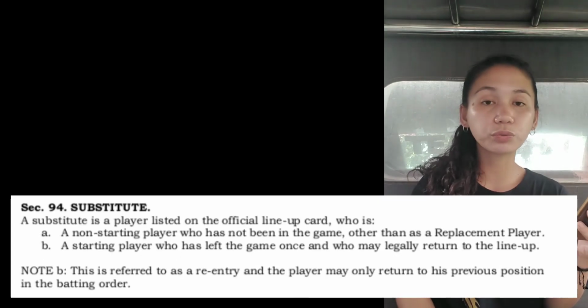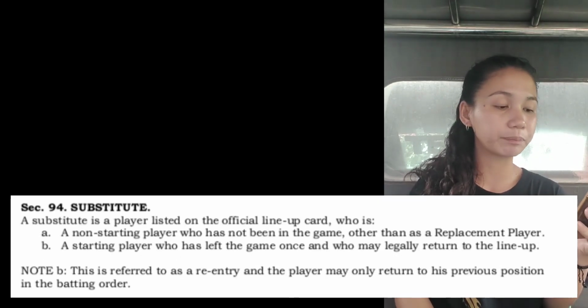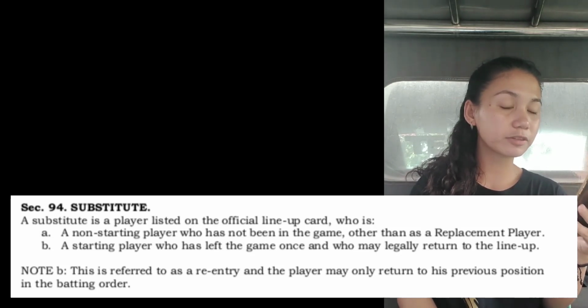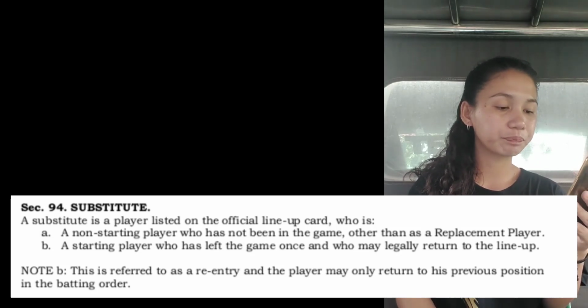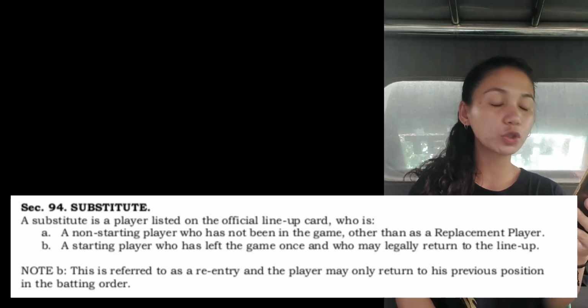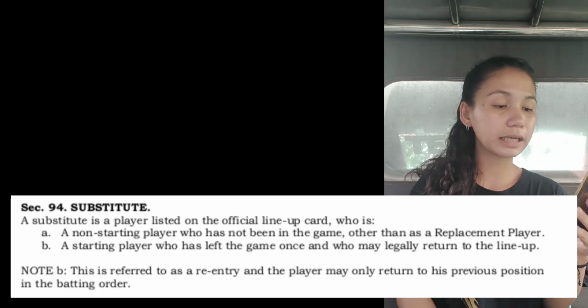So let's move on to rule number 1, section 94. The substitute. A substitute is a player listed on the official lineup card who is A, a non-starting player who has not been in the game other than as a replacement player, or B, a starting player who has left the game once and who may legally return to the lineup. So that is section 94, substitute.